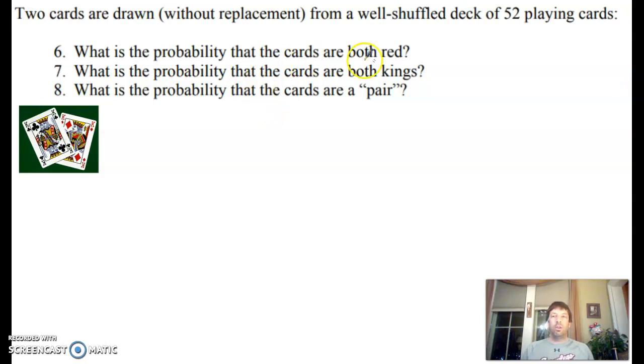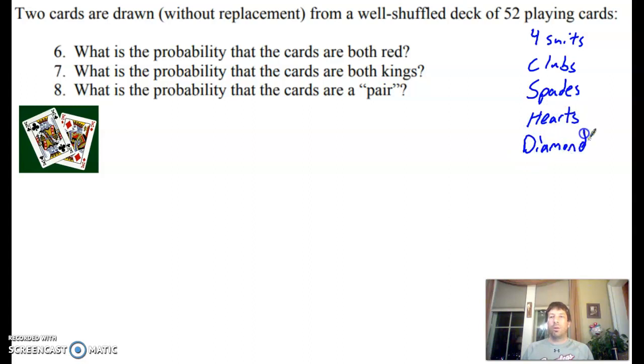So if you're not familiar with a deck of cards, there are 4 suits, okay, clubs, spades, hearts, and diamonds. And each suit has 13 cards in it, making 52 total. Okay. Clubs and spades are black, hearts and diamonds are red.